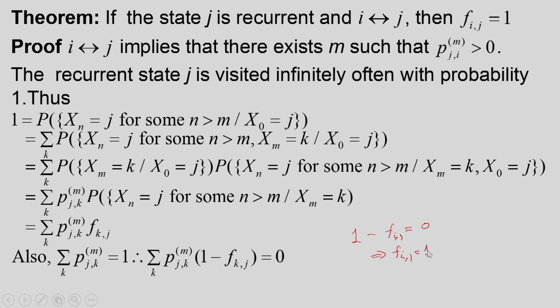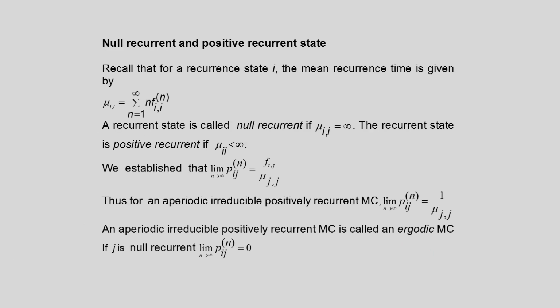So that way we established that if state j is recurrent and i communicates with j, then Fij is equal to 1. So we have seen how to evaluate Fij in the case of a recurrent state. Now let us define null recurrent and positive recurrent states.